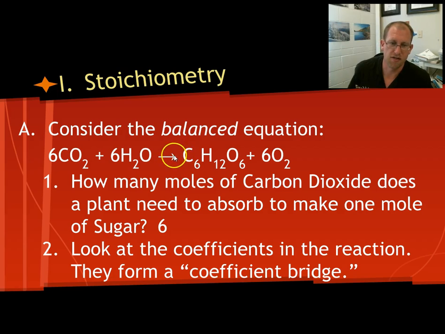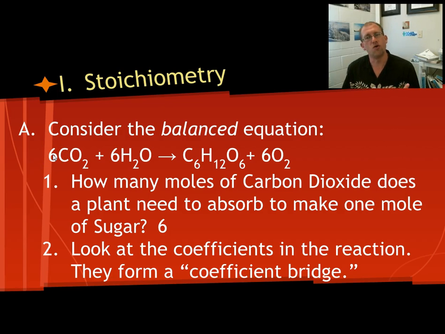Here we have a coefficient that's assumed to be 1. There's not a coefficient, it's 1. And here we have a coefficient in front of the CO2 that is 6. With a balanced chemical equation, you can look at all the coefficients in front of all of the terms, and you can use that to build something called a coefficient bridge, which is a ratio relationship of how many of these different molecules are needed to make the reaction happen.